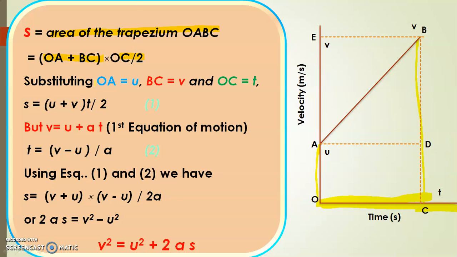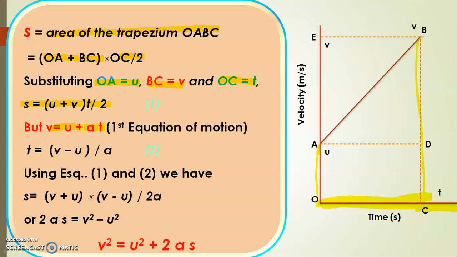Again we will put the values. OA is equal to U, we know BC is equal to V and OC is equal to T. Now when we put these values, we will get S is equal to (U plus V) into T by 2. But from the first equation of motion, we know that V is equal to U plus AT.